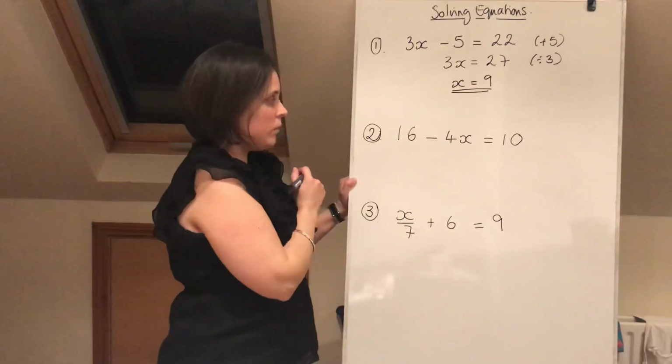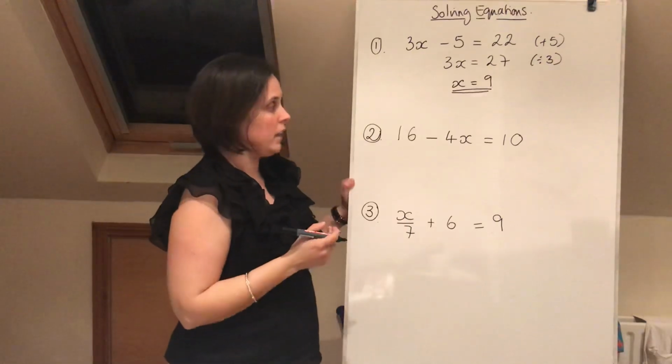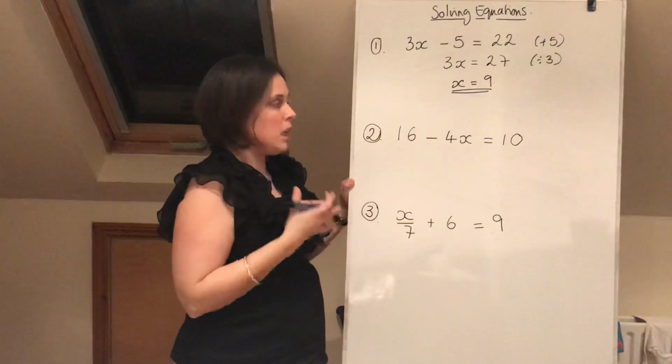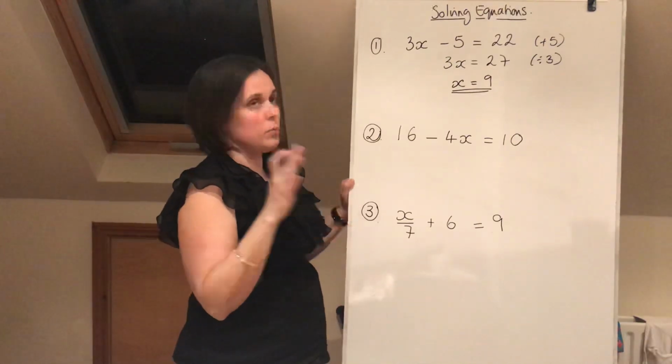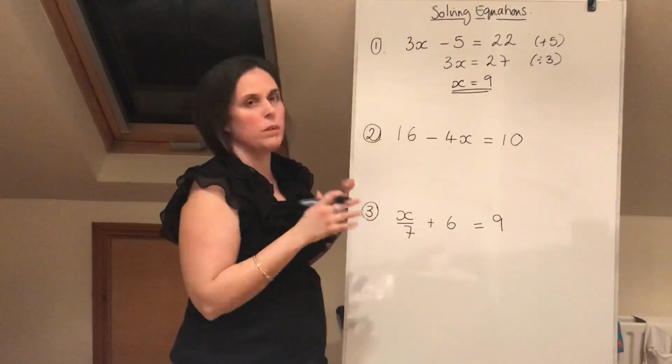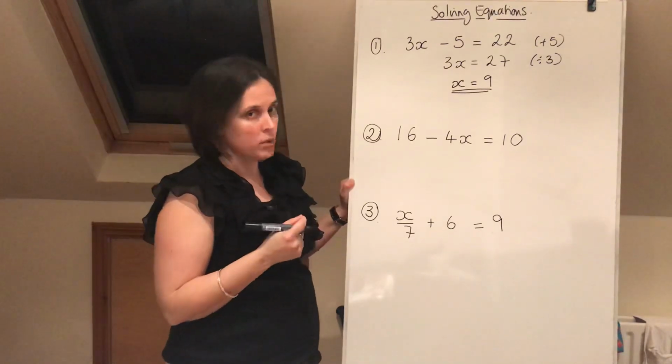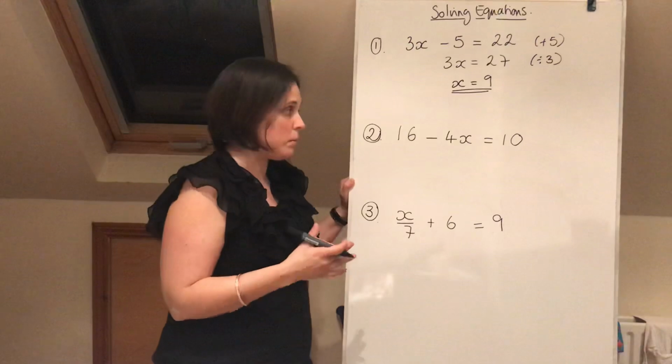This one here, we have to do the same thing again. Now, there's a couple of different ways that you can answer these questions. Personally, I like to sort my x's out first, make sure they're all on one side of the equation, and most importantly, I prefer it if my x is positive. Now if it's not a problem.